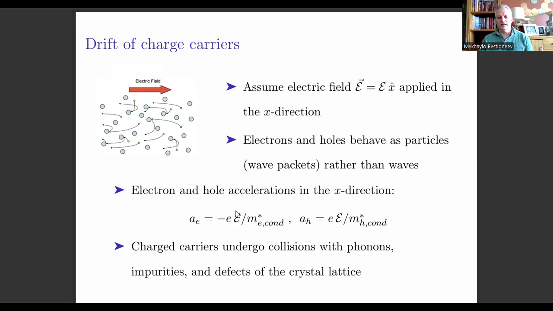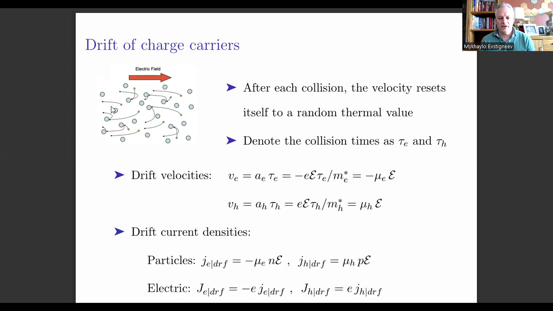So the force on the electron is negative elementary charge times the electric field. For holes, it is positive elementary charge times the electric field. So these are accelerations for electrons and holes. The electrons and holes are accelerated in the direction opposite to the electric field for electrons, and along the electric field for holes. And that acceleration stage has finite duration.